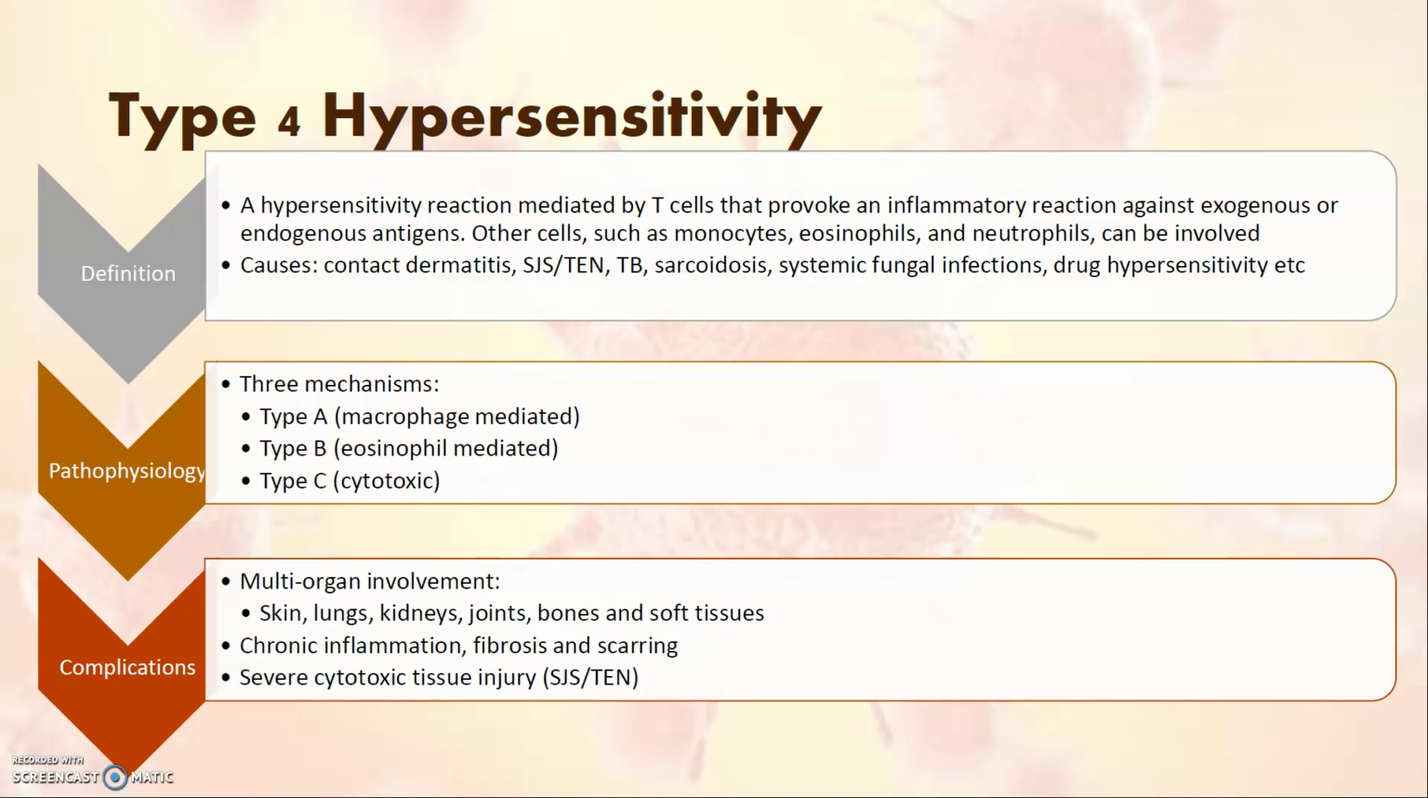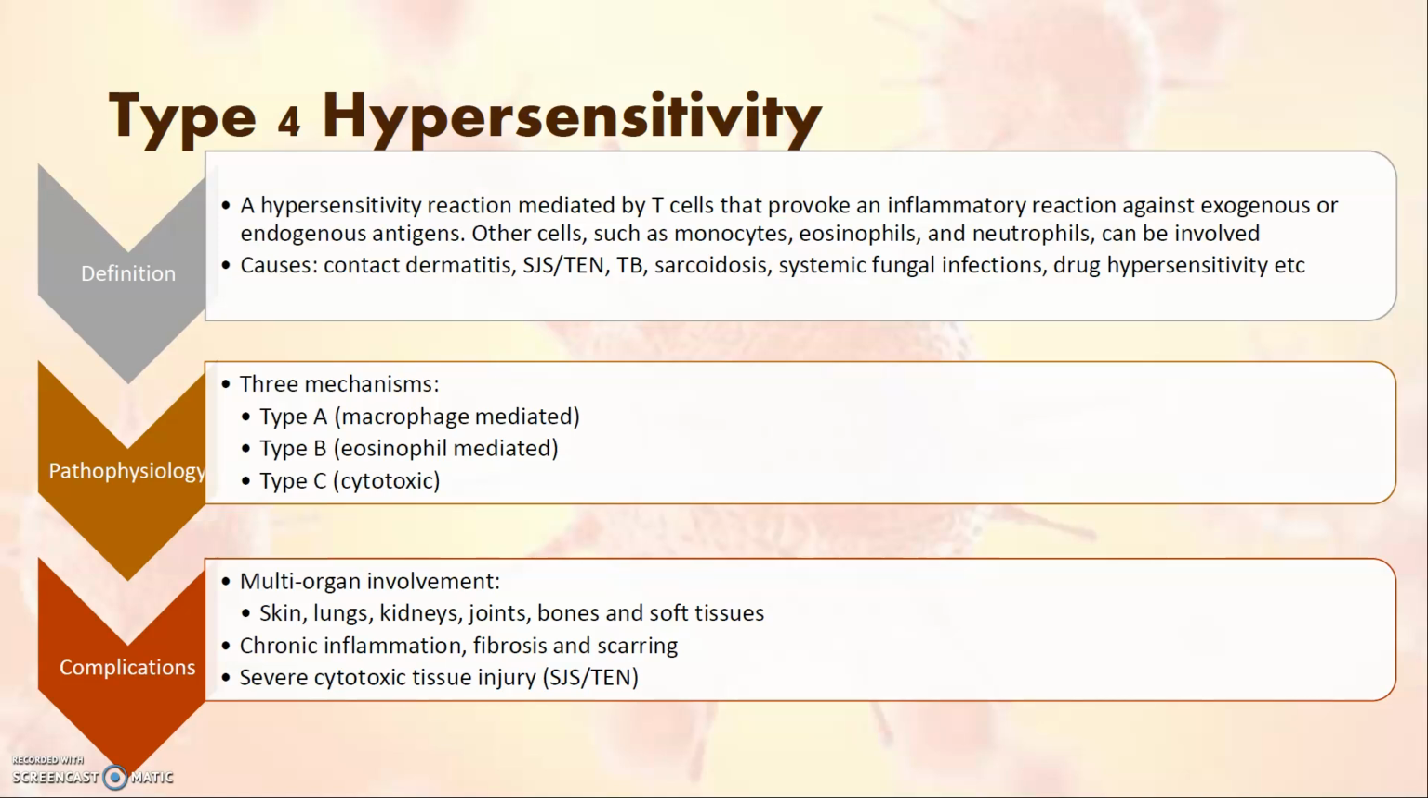This is typical of sarcoidosis, which is a T-cell hypersensitivity or type 4 hypersensitivity. And this is really a hypersensitivity mediated by the activation of T cells, which in turn can provoke an inflammatory reaction against antigens, either exogenous or endogenous. Other cells may be involved, but they are triggered by the T cells.